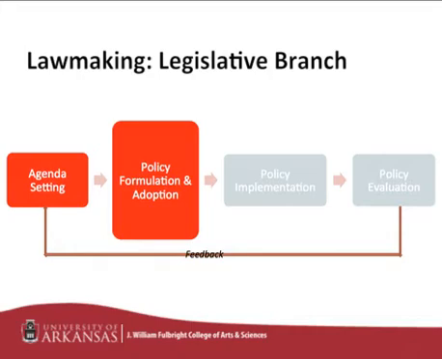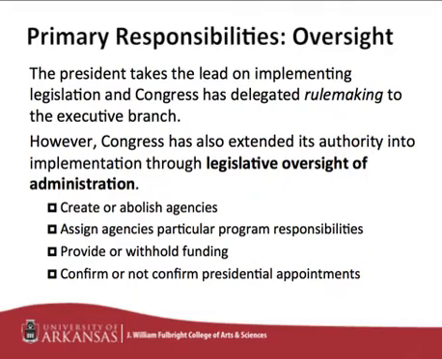So when we look at this, the first 2 steps involve the legislative branch: agenda setting, policy formulation, and adoption. And this moves on to the next step, which is oversight, which involves those latter two steps. So while the president takes the lead on implementing legislation and Congress has delegated rulemaking authority to the executive branch due to the high level of complexity and massive amounts of regulations that need to be carried out, Congress has extended its authority into implementation through the legislative oversight of administration.